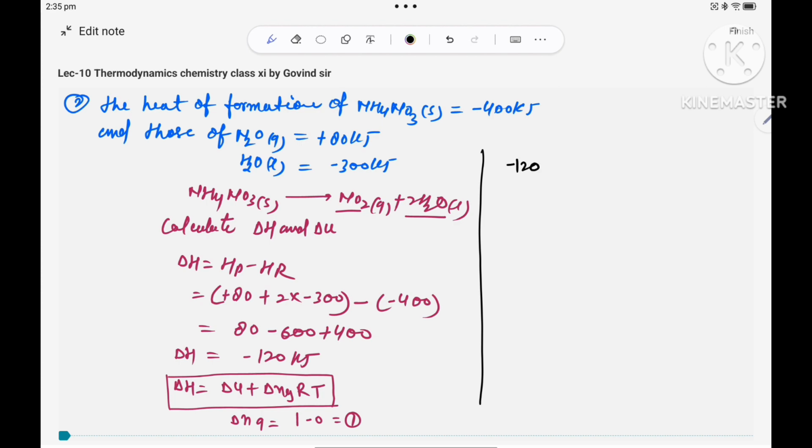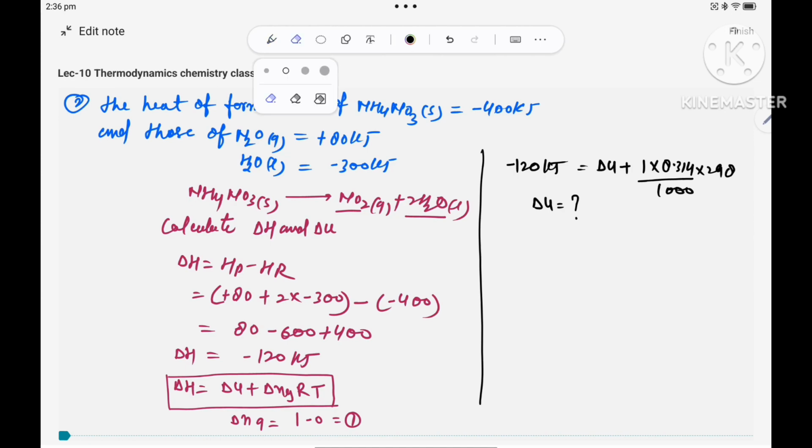minus 120 kilojoule is equal to delta U plus 1 into 8.314, temperature 298 Kelvin. Okay, because temperature is not given in the reaction, then room temperature, and it is divided by 1000 because that value is in joule. So when you will solve this, your answer will come. From here you can find out delta U. I am not finding, you have to find. So that is it about the enthalpy of formation.